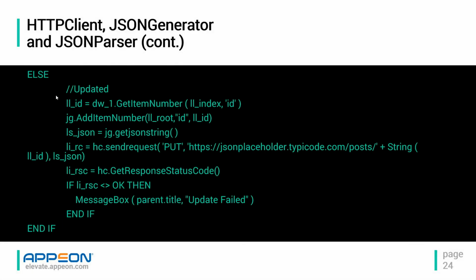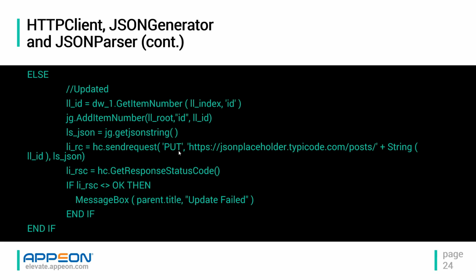Now for an update, I do need the ID value. Remember I got those other 3 columns before? Now I go ahead and get the 4th column. This is the key value that should not be changing. And I add that to my JSON generator. I get the JSON back out of the JSON generator, and I send it once again, just like you saw in that earlier request.